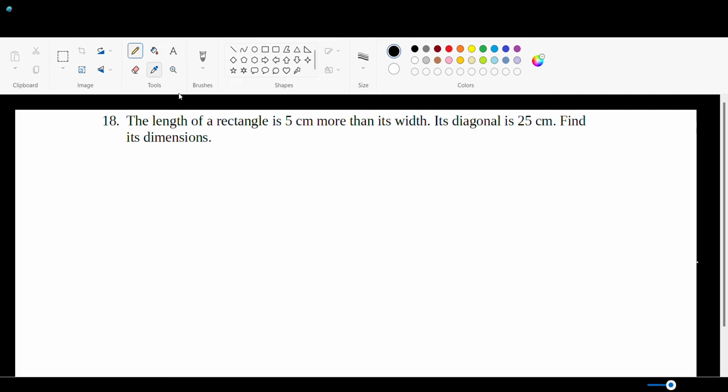Hi, in this video we'll be solving quadratic word problem number 18. The length of a rectangle is 5 centimeters more than its width. Its diagonal is 25 centimeters. Find its dimensions. In this word problem it's quite reasonable to sketch the situation.